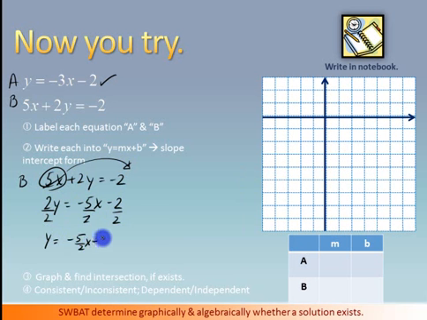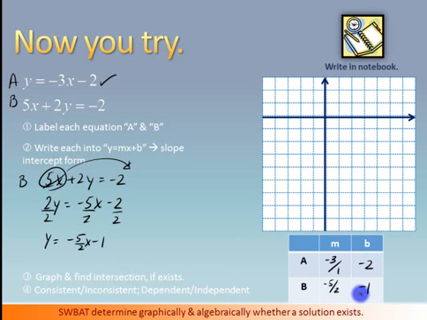Just don't forget the x. And then transfer the information into our chart. So for line A, my slope is negative 3, which I'll write as a fraction. My y-intercept is negative 2. For B, slope is negative 5 over 2, and y-intercept is 1.